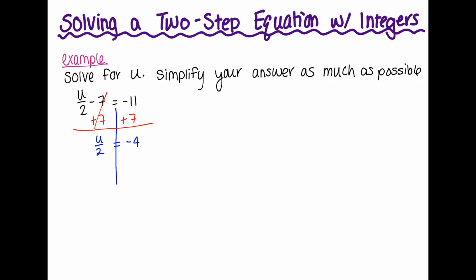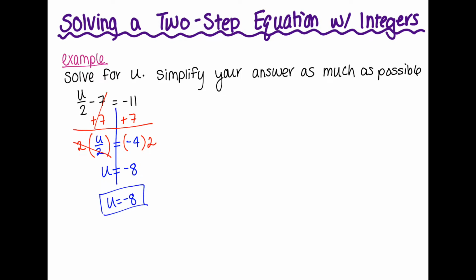Now, you can do that in your head, or you can use your calculator to get that number, but either way, the answer there is going to be negative 4. So we have u over 2 is equal to negative 4. To get rid of the 2, if it's in a fraction underneath the variable, you want to multiply both sides by 2. That will cancel out those 2's. So now we have u is equal to negative 4 times 2 is negative 8. So we have u equals negative 8 as an answer.